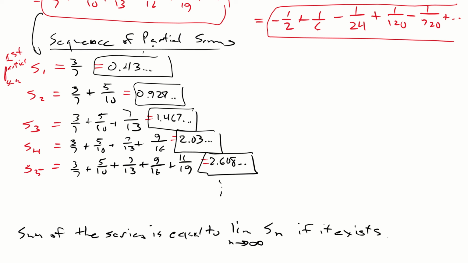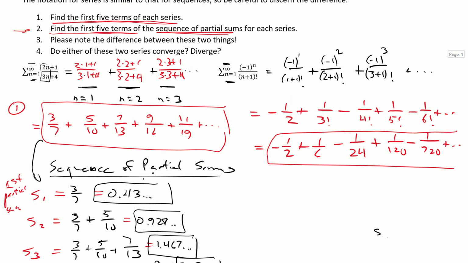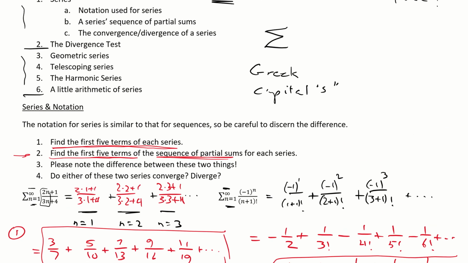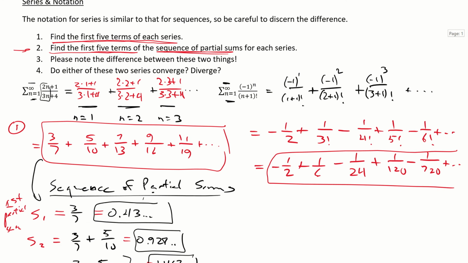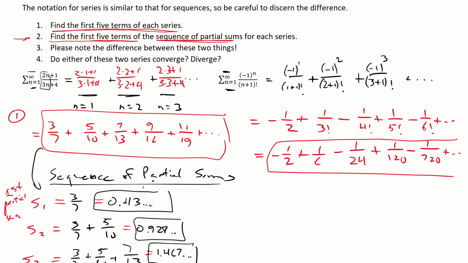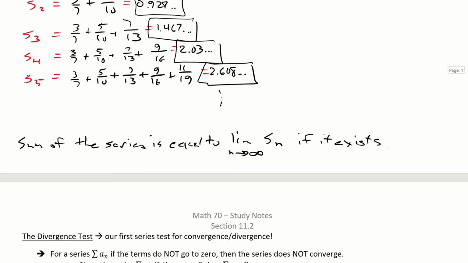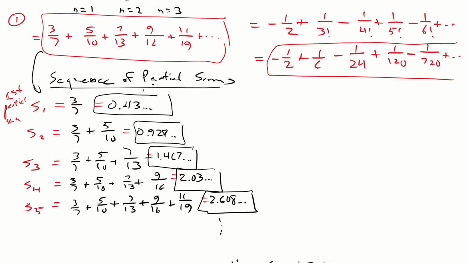Okay, I think on this I had instructions to go find the first 5. Okay, we did that. Please note the difference. So I'm going to now work on the next one. Let's work on the next one together. In this case, we're going to go S1, S2, S3, S4, S5, different sequence, right? And we're looking at the sequence of partial sums. And in this case, it starts out minus 1/2. Well, so do all of them, don't they?